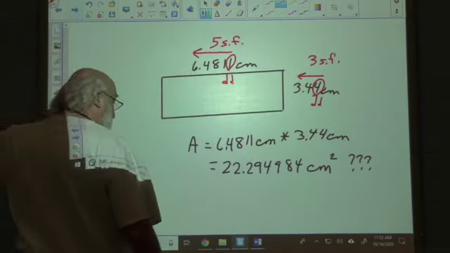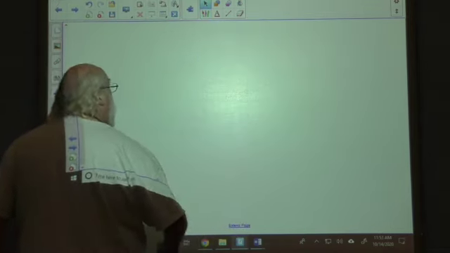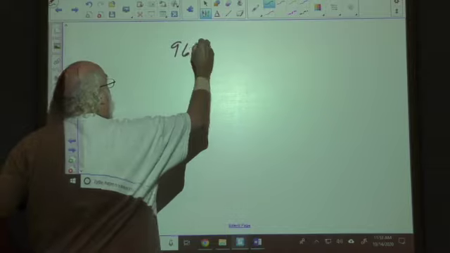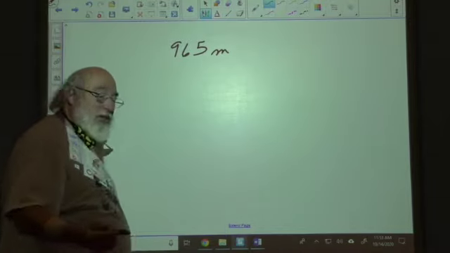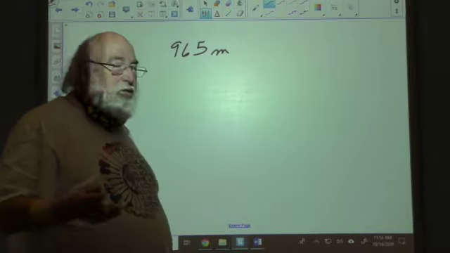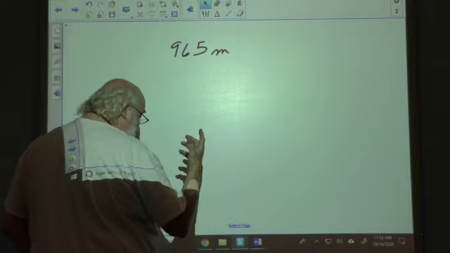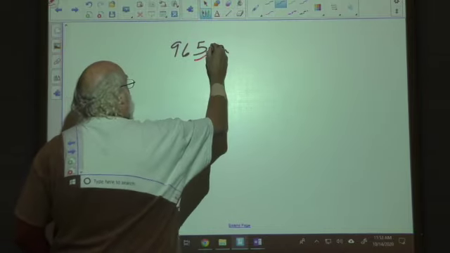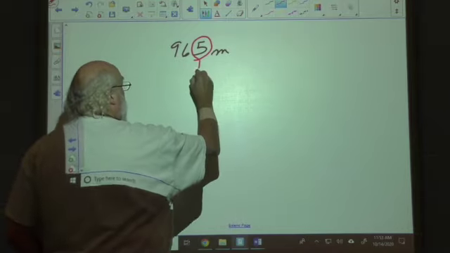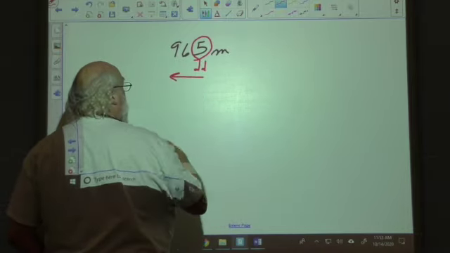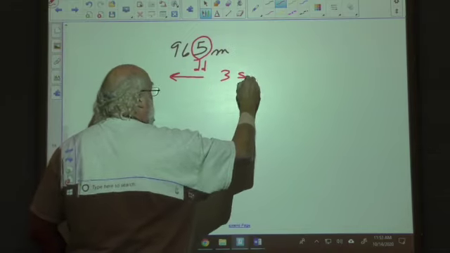Let's take a look at 965. Say 965 meters. How many significant figures is this? Well, this is pretty easy to figure out because we know that the 5 there is the last number put down, and that makes it the doubtful digit because we round this off to the nearest whole number. So that's your doubtful digit, and everything else in front of that is significant, and so this gives us 3 significant figures.